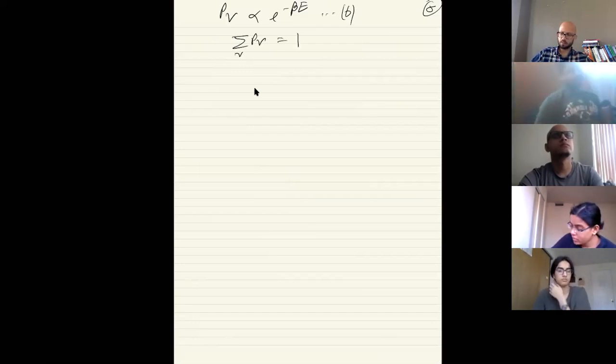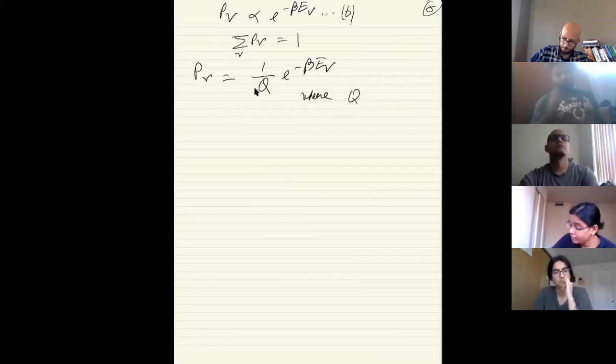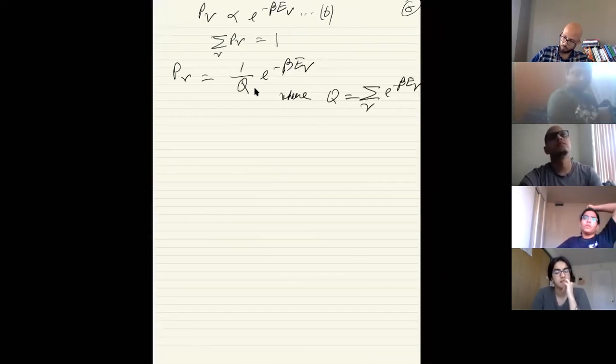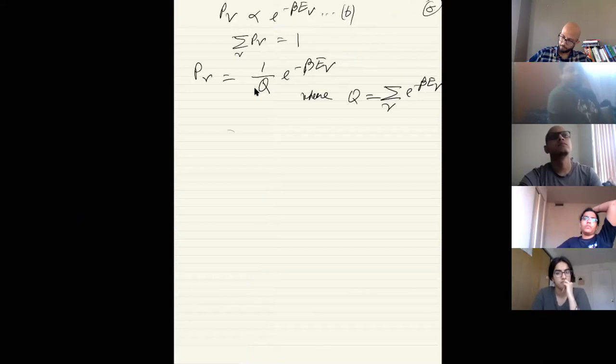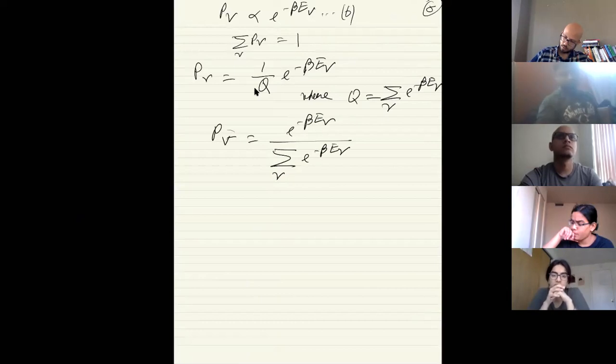So in order to do this, we define p nu is equal to 1 by Q e to the power minus beta e nu, where Q is equal to the summation over nu of e to the power minus beta e nu. So the full definition of p nu is e to the power minus beta e nu divided by the summation over all microstates of e to the power minus beta e nu. That's the canonical ensemble probability density.